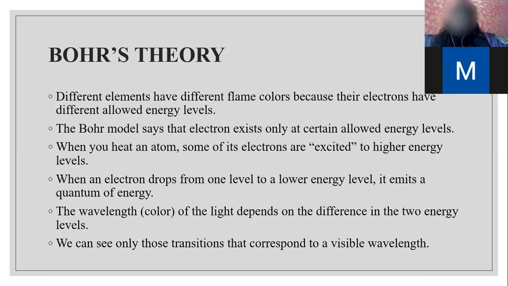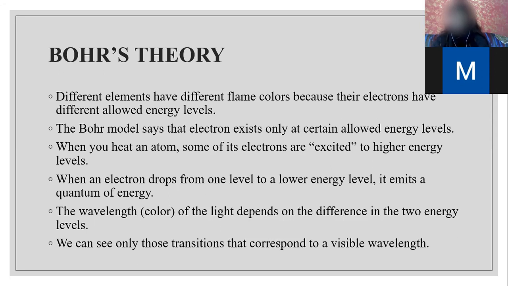This can also be better explained by Bohr's theory, which says that different elements have different flame colors because their electrons have different allowed energy levels. We have studied it earlier in the 9th standard, 10th standard, and even in FSC, Bohr's theory. He says that in an atom, electrons revolve around the nucleus in quantized energy levels. Those energies are quantized. Same thing is written here. Bohr says that electrons exist only at certain allowed energy levels.